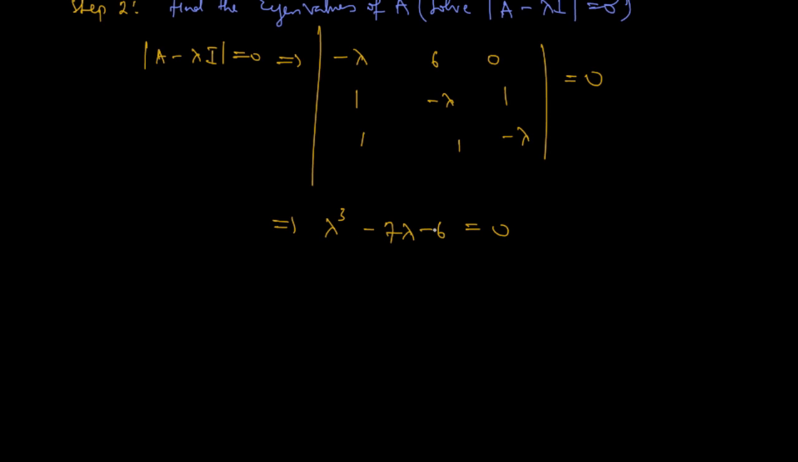At this point you want to punch your calculator to solve this cubic equation here. On punching our calculator to solve that, what we're going to have as a solution is lambda 1 equals negative 2, lambda 2 equals negative 1, and lambda 3 equals 3. Now what you'd observe is that lambda 1, lambda 2, and lambda 3 are not equal. So that implies that the eigenvalues are distinct.